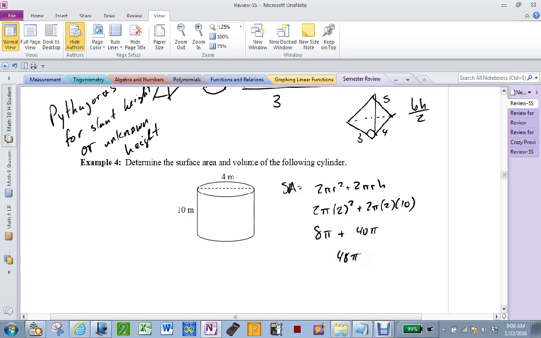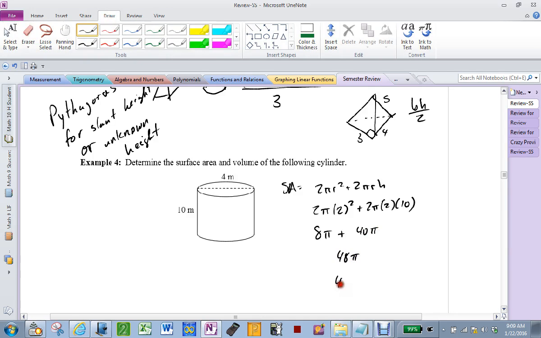Now you go to your calculator. How do you get that from your calculator? 48 pi. Either 48 times pi equals or 48 pi button equals. Then you get your answer. Got it? And of course, volume, area of base times the height. V equals pi r squared h. Pi times 2 squared times 10, 40 pi. Then you go to your calculator.